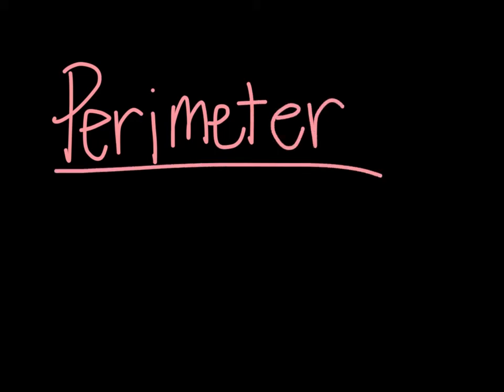So the first thing we probably want to talk about is just what is perimeter? What is this funky word that Mrs. Pickett keeps saying? Perimeter. Go ahead and say it with me. A perimeter is the length and the width of a shape, and you add it all together.